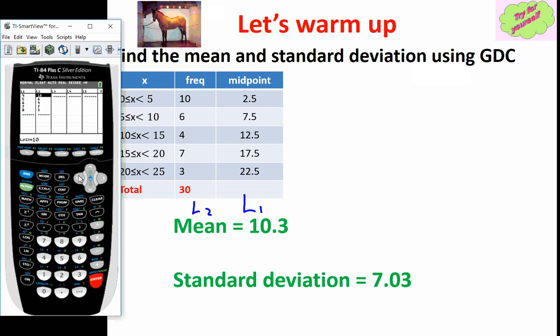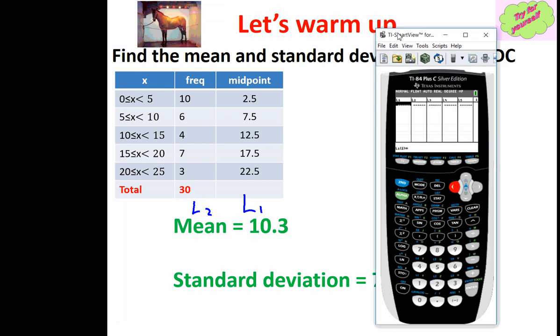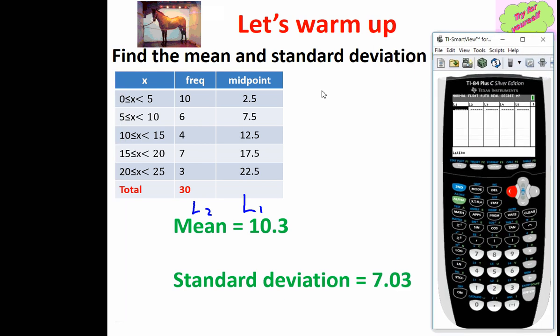Now I've already got some rubbish in my column, so go up to here and press clear, enter. Don't press delete, because that deletes the columns. Go clear, enter. And you've got some new columns. What needs to go in here is the midpoints. So we need the midpoint.